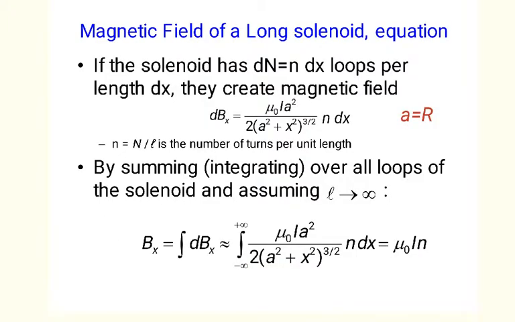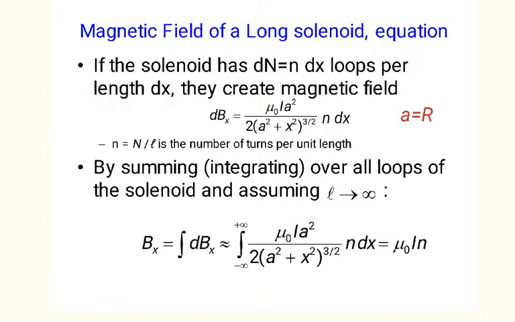We can obtain the total field inside an ideal solenoid by summing magnetic fields of many circular loops using the formula derived in example 3. In that example, we found that the magnetic field on the central axis of one loop is equal to mu naught I times a squared divided by 2 times (a squared plus x squared) to the power 3/2, where a in this case is the radius R of the solenoid. X is the distance from the loop to the point of measurement along the axis of the loop.